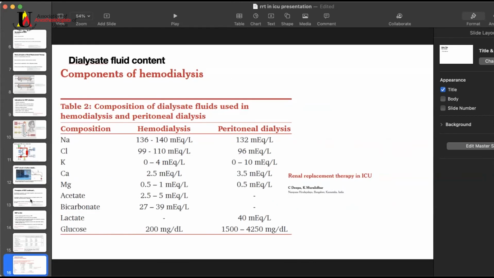And then when it comes to peritoneal dialysis, the dialysate fluid has more glucose, dextrose, because that is what you're actually using to draw fluid into the peritoneal cavity.